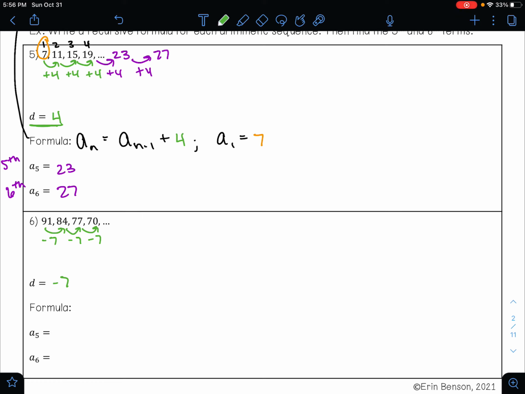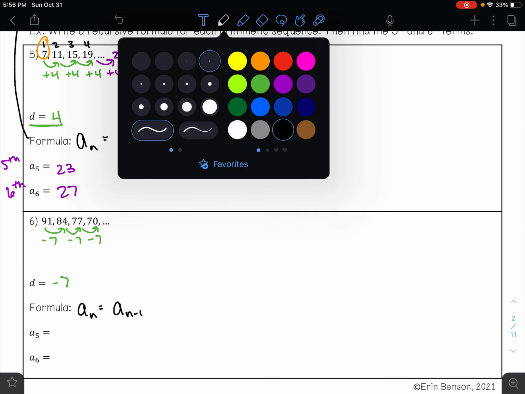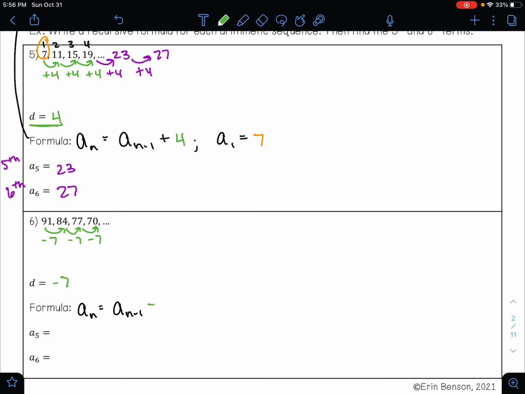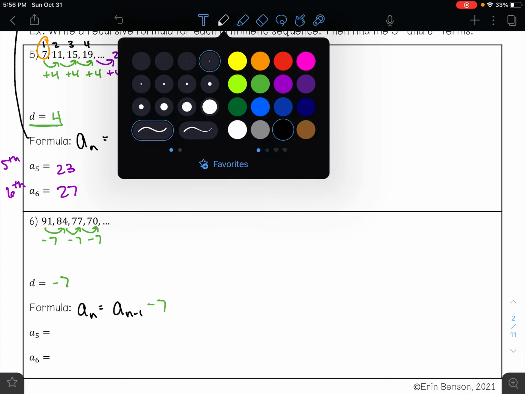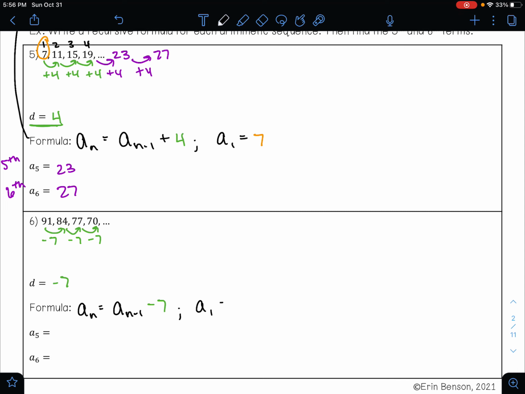In my formula, all you replace is your common difference d with your pattern, and for a sub 1, you state the first term. So here my formula is going to be a sub n equals a sub n minus 1. And when you're doing this, make sure your n and your n minus 1 is written smaller and down low. And then plus d. So here that's going to be plus -7, or you could just write -7. And then we want to state what our first term is. My first term was 91.